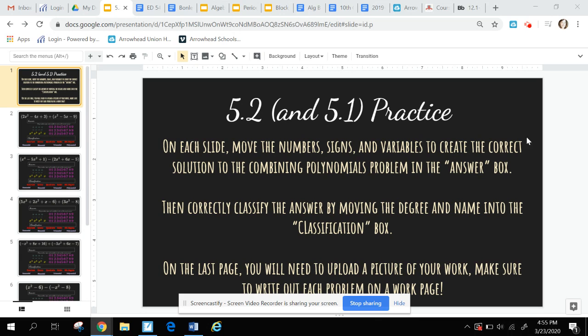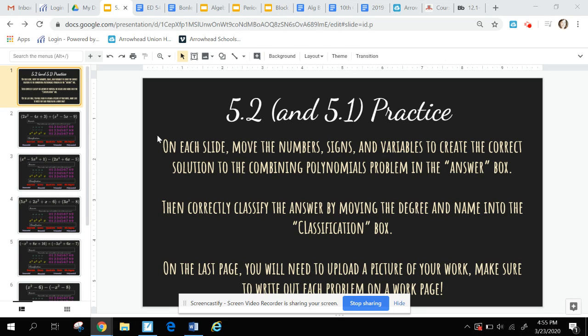As I look at the directions, it says on each slide, we want to move the numbers, signs, and variables to create the correct solution to the combining polynomials problem, and we're going to put that in the answer box. After that, we're going to correctly classify the answer by moving the degree and name into the classification box. When all is said and done, you are going to have to upload a picture of your work for all of these problems. So you should have a piece of paper, scrap paper, loose leaf paper, whatever you have that you want to use that you can take a picture of and put on the very last slide of this, okay?